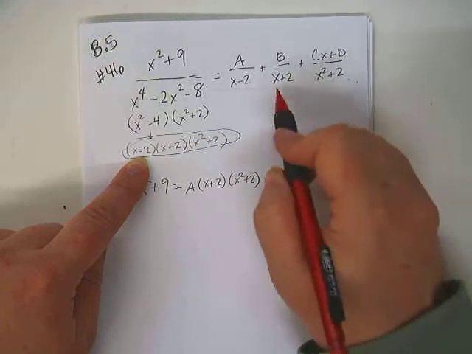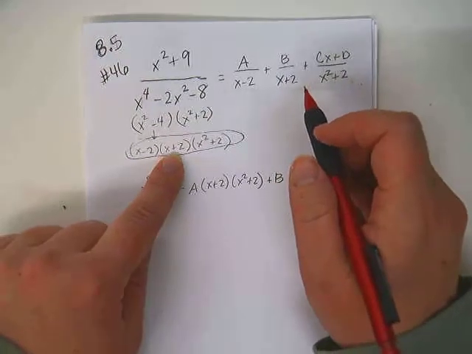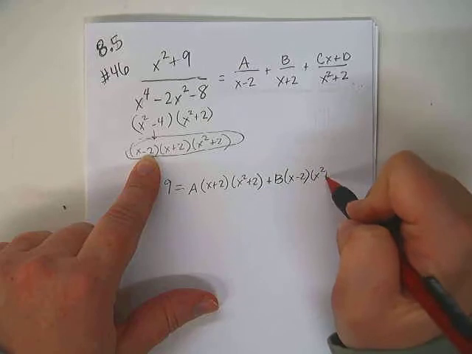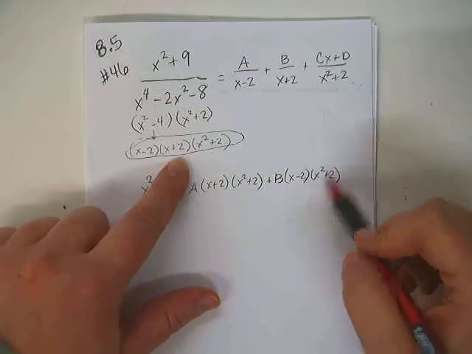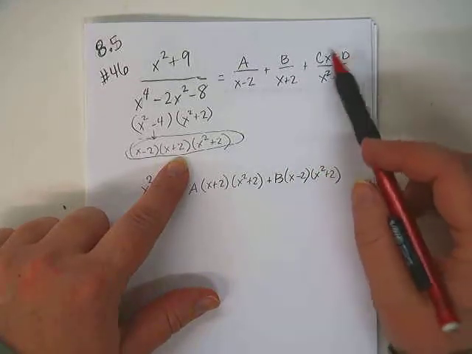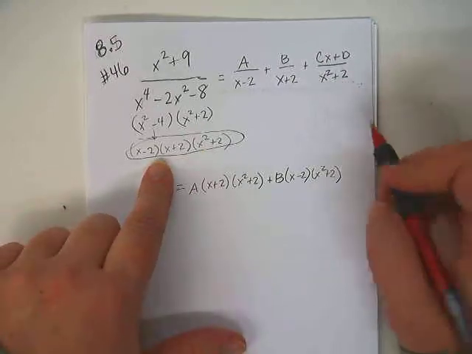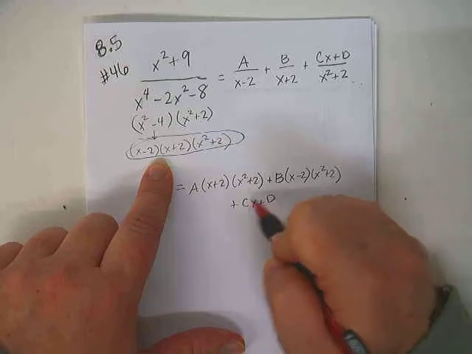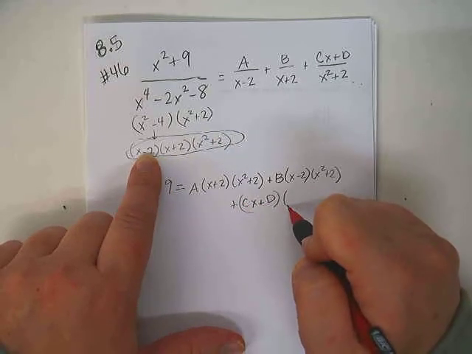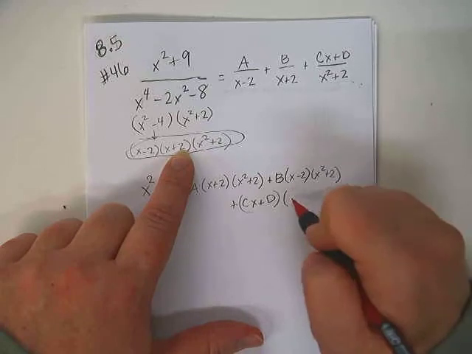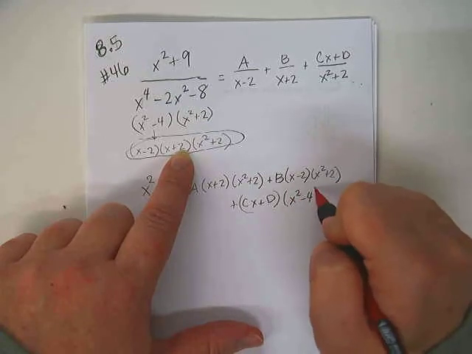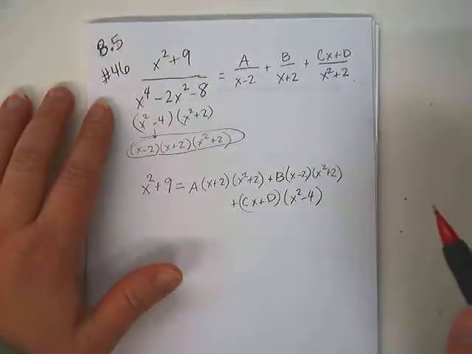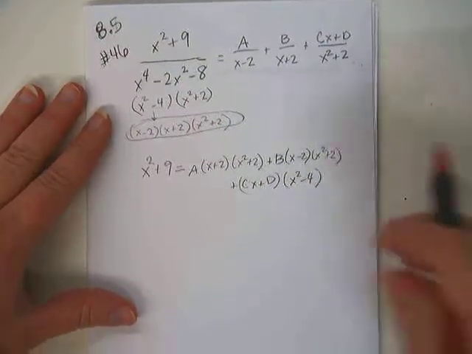Then we have B, and x plus 2 cancels, so we have x minus 2 and x squared plus 2. And then for this particular one, the x squared plus 2 cancels, so we're left with Cx plus D, that whole thing, times x minus 2 times x plus 2. So I'm just going to rewrite that as x squared minus 4, like FOIL that back together, because then I can FOIL that part out further. Right?